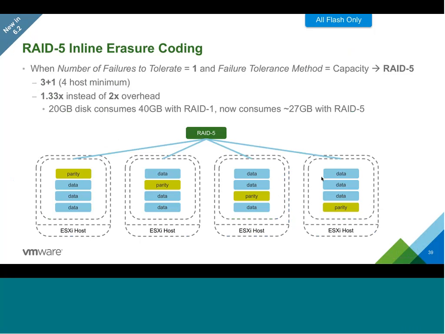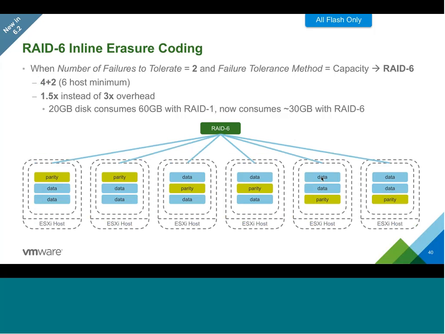But instead of double the overhead, so in a typical environment with FTT equals 1, for 100 GB I would actually need to provide 200 GB. Here, 1.33 times the data space is required instead of 2x. So 20 GB will consume somewhere around 27 GB instead of 40 GB with RAID 5.